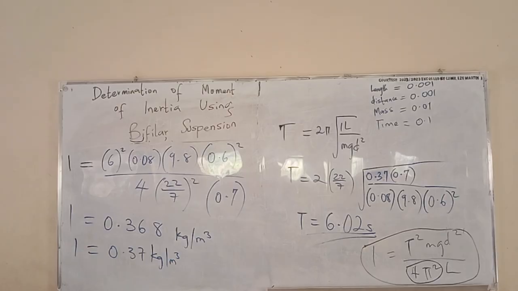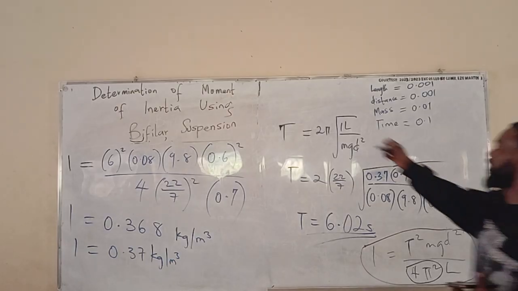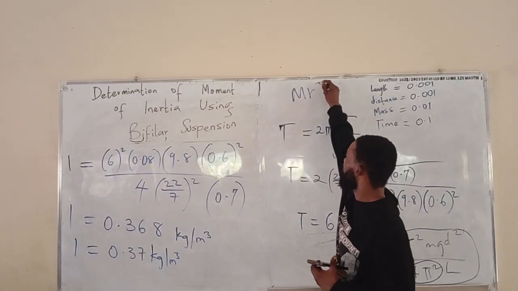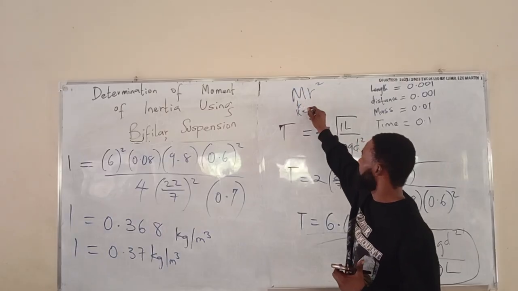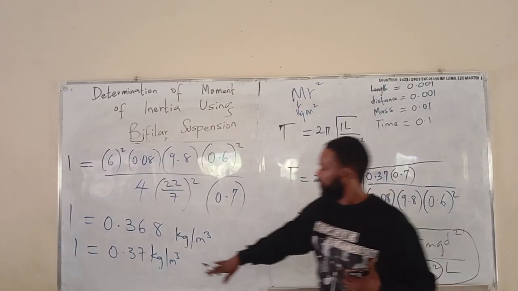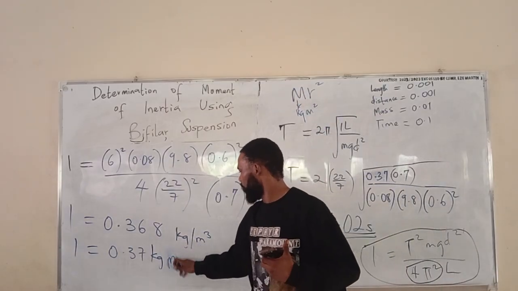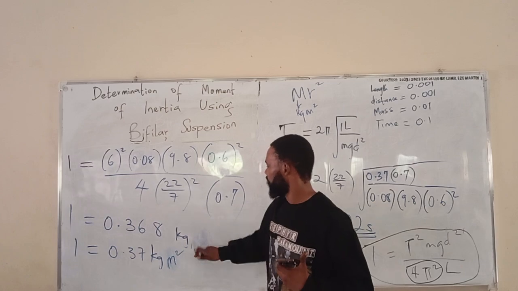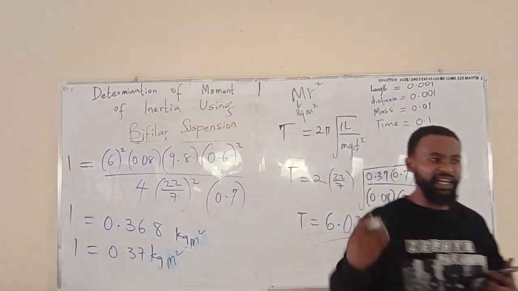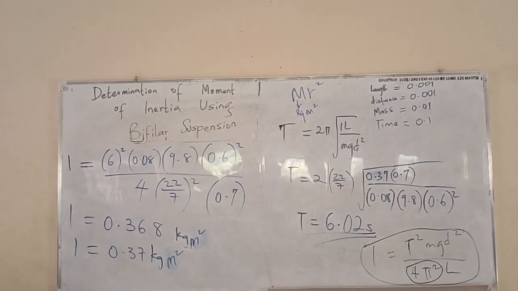Naturally it should be kilogram meter square now. From that time we did MR square, so you should know. This one is kilogram meter square. You should know. This one is density now. I'm thinking plenty things. I'm thinking about where this one is coming from. So all these your AI things, give it to one side.